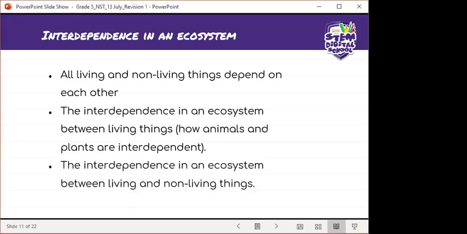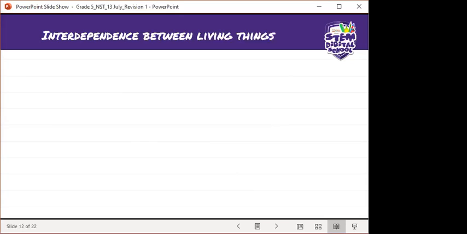So there is interdependence in an ecosystem between living and non-living things, and we are going to look at it in more detail. So this is interdependence between living things. When we're looking at interdependence between living things, there is interdependence in feeding. Remember we said that these animals and plants which are found in a particular area depend on each other. They can depend on each other for food, for shelter, or for growth as well as reproduction.